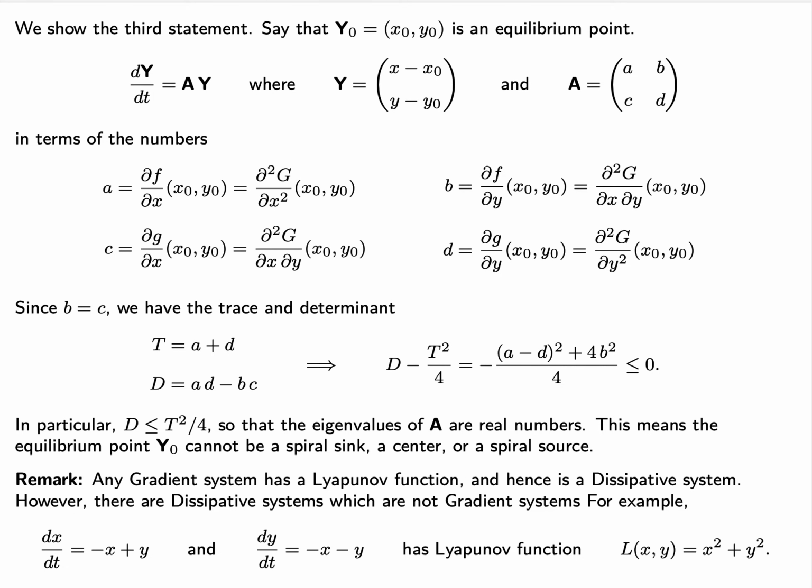Let's give one final remark here. What we've shown now is that any gradient system has a Lyapunov function and hence is a dissipative system. However, there are dissipative systems which are not gradient systems. For example, we can consider the two-dimensional autonomous system dx/dt equals negative x plus y and dy/dt equals negative x minus y. One checks that this here is not a gradient system. However, it is a dissipative system because it has a Lyapunov function L of x,y equals x squared plus y squared.